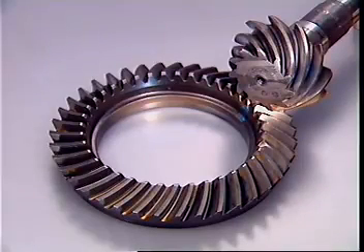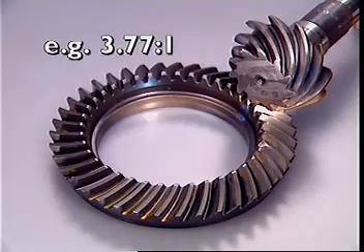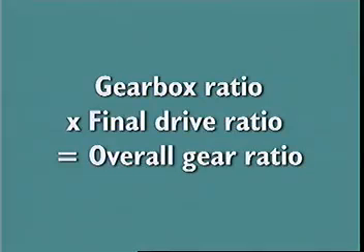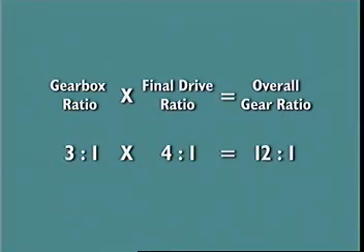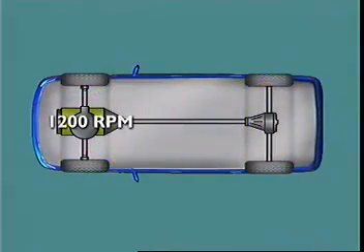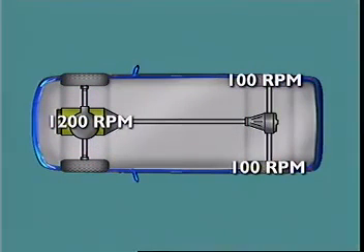A further reduction is always provided by the final drive gears. Their ratio is included when calculating overall gear reduction. The overall gear ratio is the gearbox ratio multiplied by the final drive ratio. A gearbox ratio of 3 to 1 with a final drive ratio of 4 to 1 gives an overall ratio of 12 to 1. 12 revolutions of the crankshaft result in 1 turn of the driving road wheels.